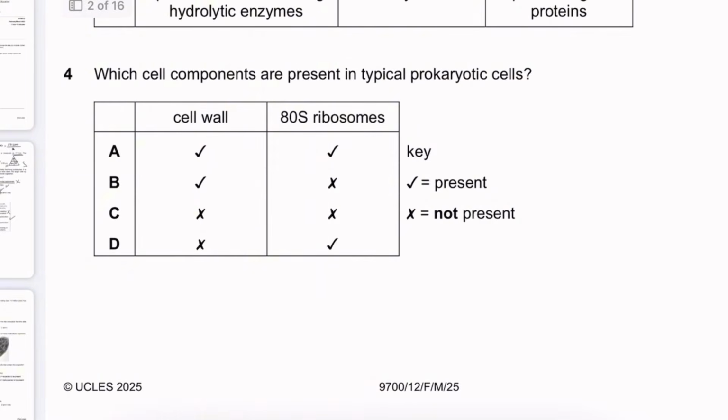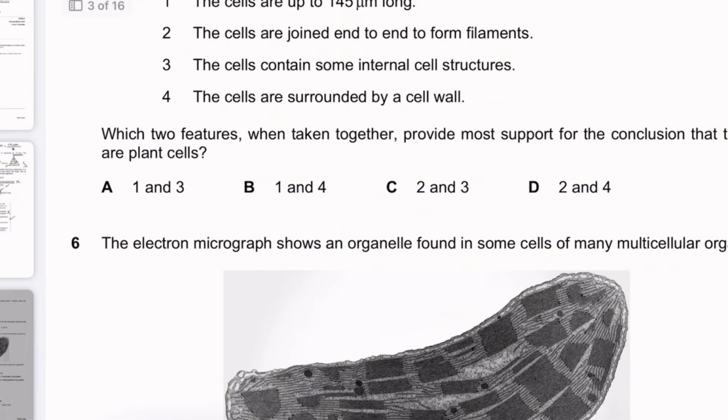Which cell components are present in typical prokaryotic cells? Cell wall, 80S ribosomes. They don't have 80S ribosomes, which are only available in eukaryotic cytoplasm. They do have a peptidoglycan cell wall.